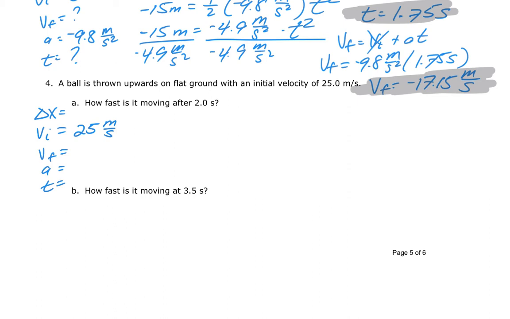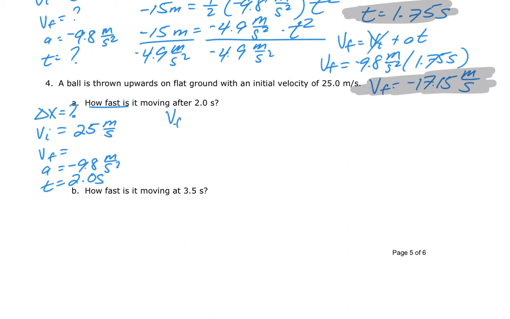We want to know how fast is it moving after 2 seconds. So I know my time is 2 seconds. I don't know how far it's gone, but I do know the acceleration, negative 9.8 meters per second squared. I know 3 things, so that's all I need to know to solve for the other 2. Since they're asking me how fast, I would like to find an equation that has v final in it.